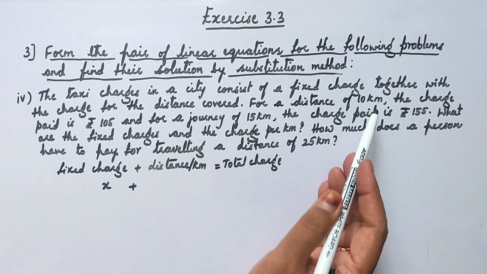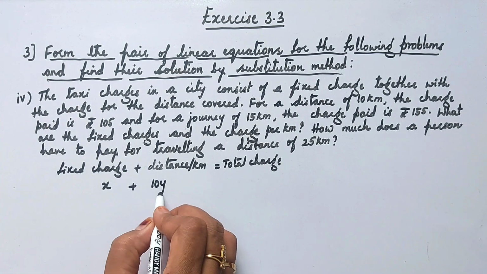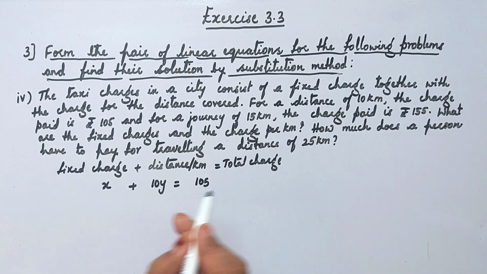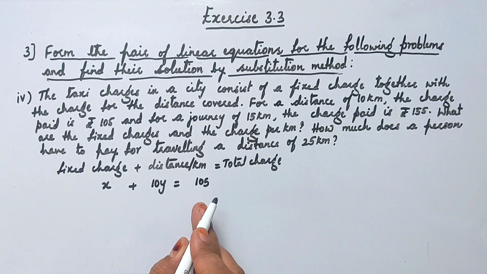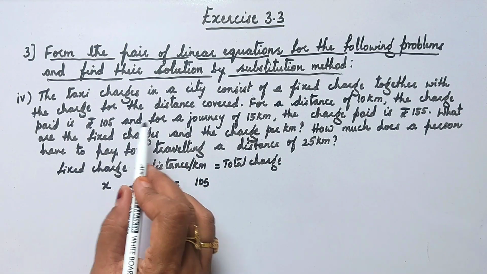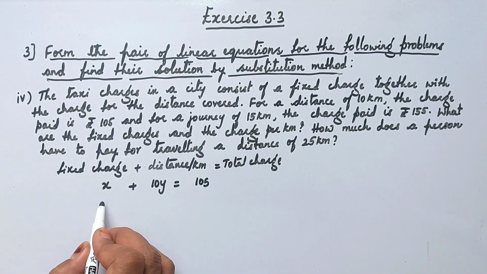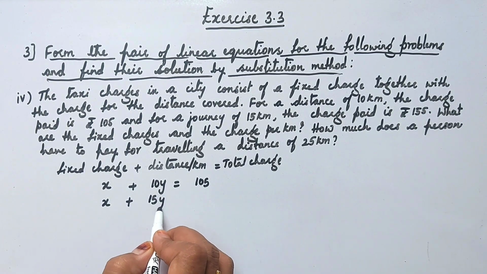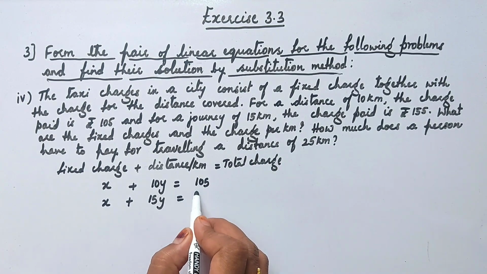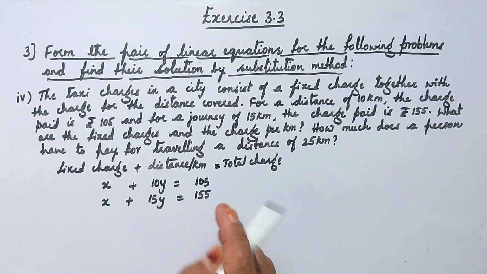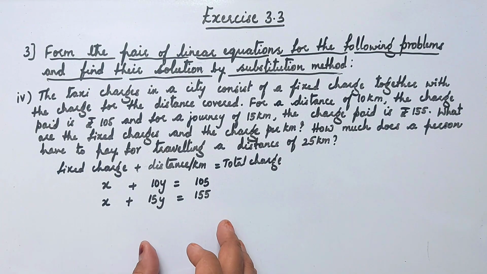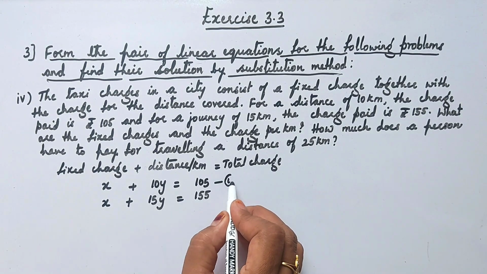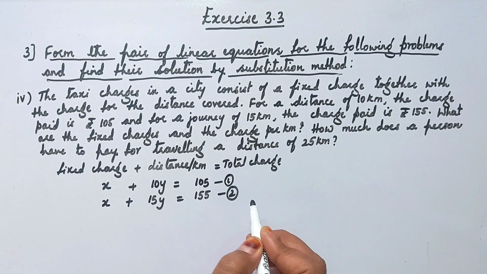Okay, distance covered is 10 kilometers, that is 10y. The charges paid is 105 rupees. The total charge paid for 10 kilometers is 105 rupees. Similarly, for the journey of 15 kilometers, the fixed charges will be x again plus 15 kilometers, that is 15y. The charge paid is 155 rupees. Okay. So here I got two linear equations. Now this one, I'll just name this as equation 1 and equation 2.